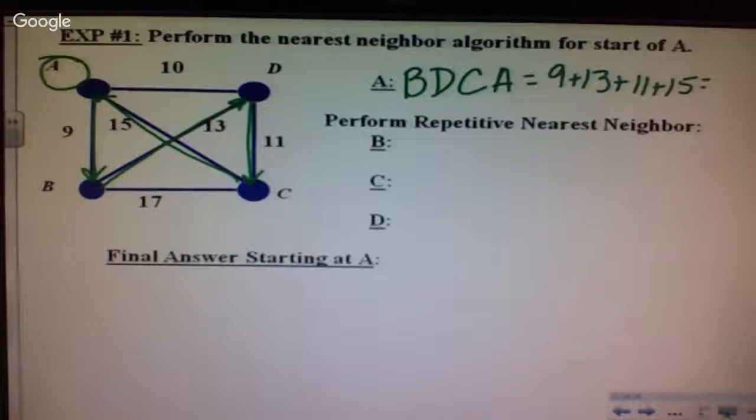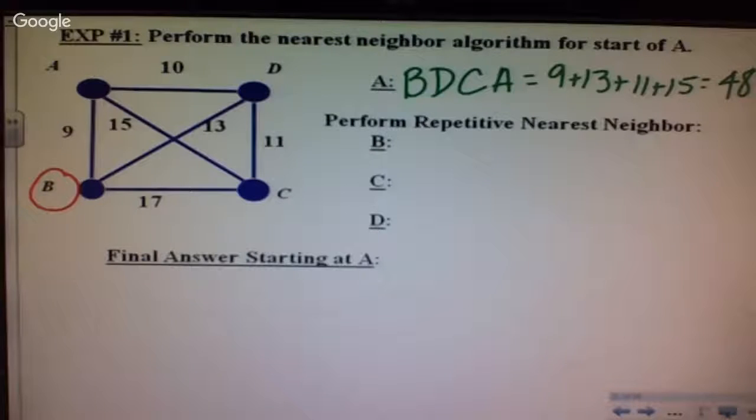20, 35, 48. Yes, no, maybe? Somebody with a calculator? All right. So, repetitive nearest neighbor says not only do I have to do it starting at A, I'm going to start at other vertices too. Was 48 wrong? No. I was going to tell you what the next one was.